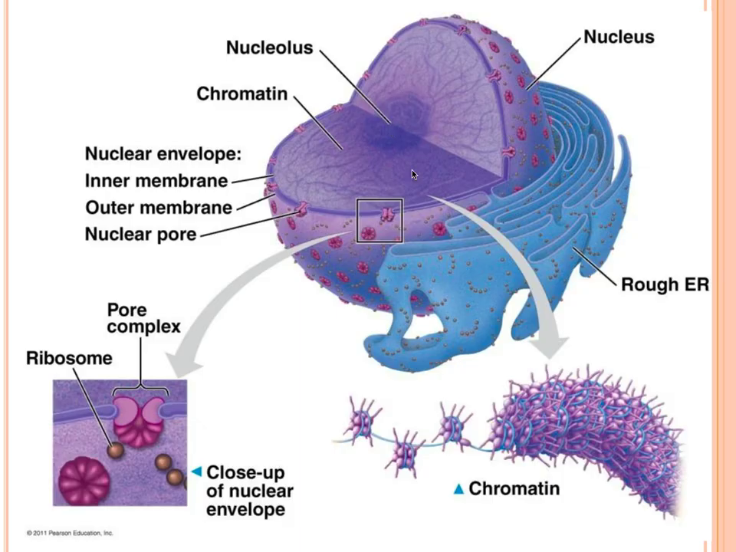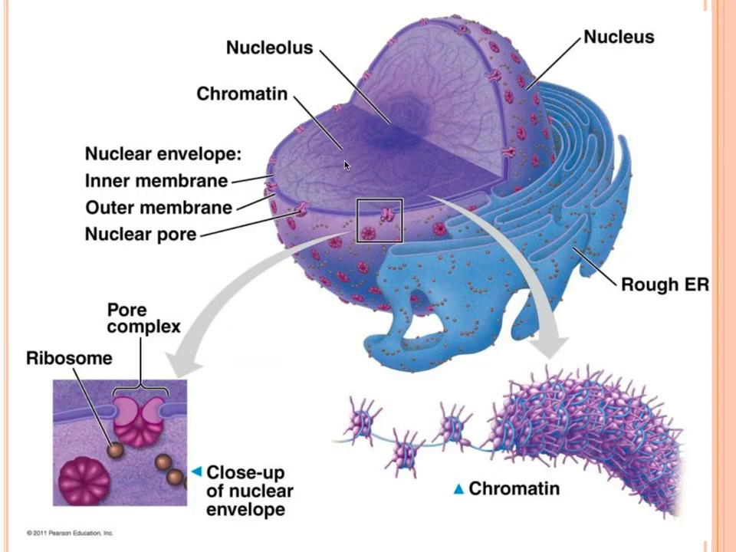The nucleolus is on the inside. The nucleolus is a structure that makes ribosomes. And so ribosomes are made of two things, rRNA and protein. The rRNA is going to be transcribed right here from the DNA, just like mRNA is. And so it is going to be transcribed here, and it's just going to go right into the nucleolus.